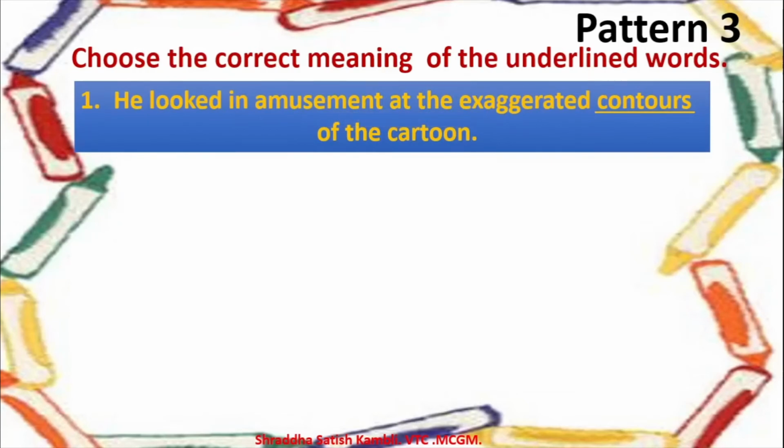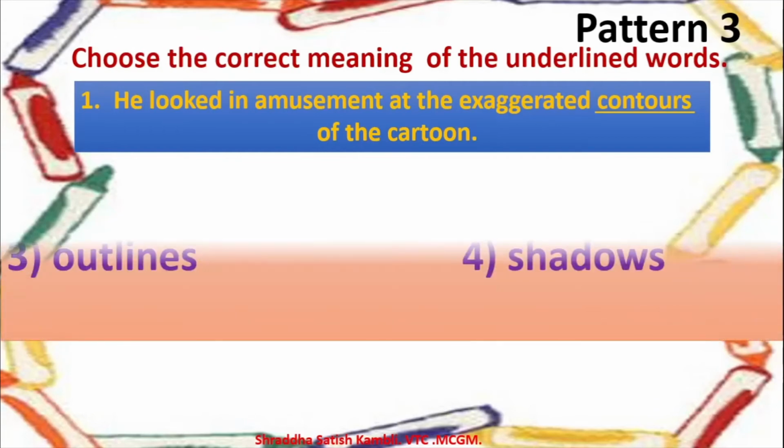He looked in amusement at the exaggerated contours of the cartoon. Here, it means he looked in amusement and wonder at the exaggerated contours. So now what is contours of the cartoon? He's looking at a painting, he's looking at a drawing, and he's amused. So what is it that is amusing him?